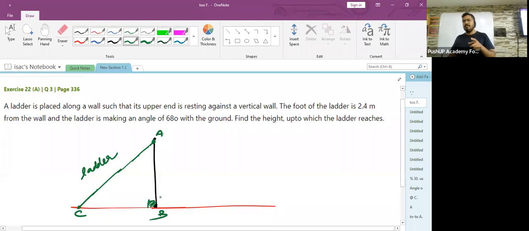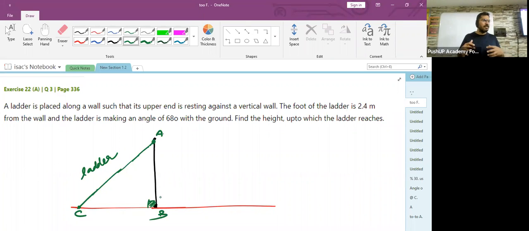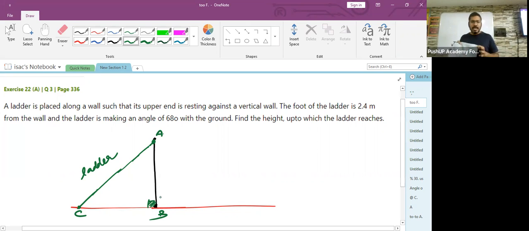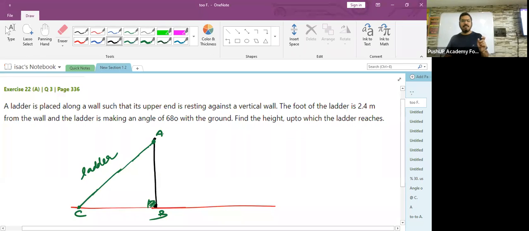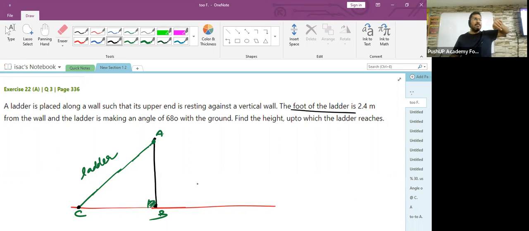Since the wall is vertical to the ground surface, the angle formed at vertex B will be what? 90 degrees, right? Now, the foot of the ladder is 2.4 meters from the wall. Now they are telling you the distance. Children, they are telling you the distance of the foot of the ladder. Where is the foot of the ladder? It's at point C. You all agree with that? AC is the ladder, AB is the wall. So A is the top of the ladder and C is the foot of the ladder.